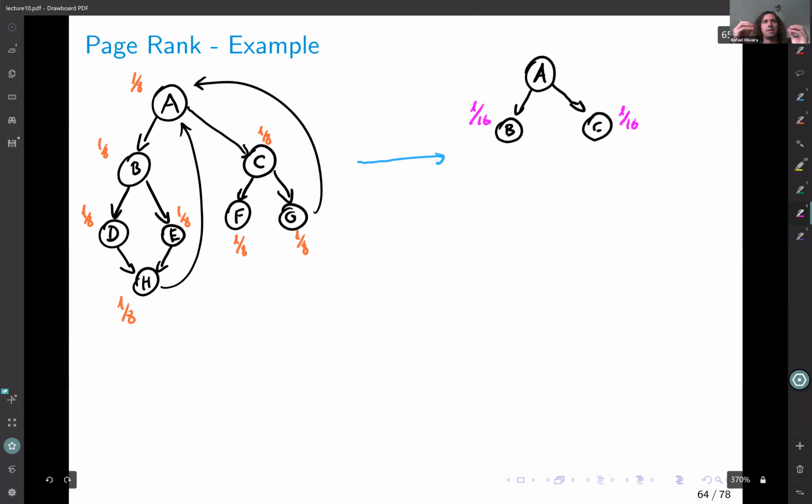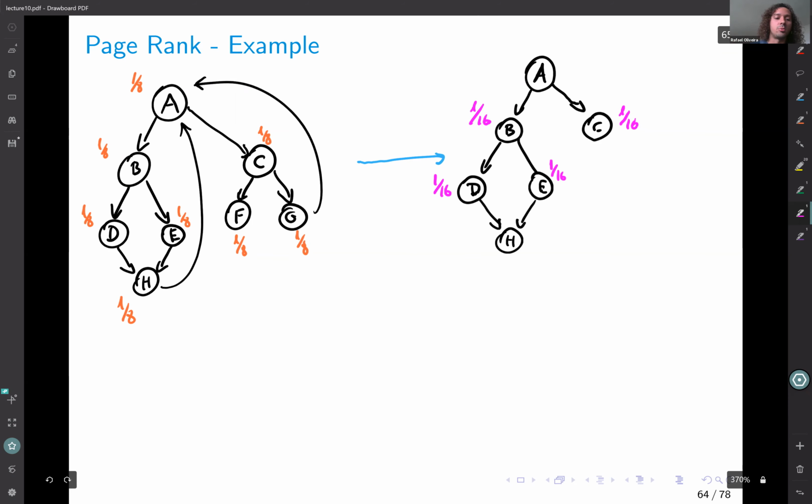Correct? Because I divided by 2 and sent to my neighbors. And then like B to D, right? So let's say B had D here and had E. Now, D only receives weight from B, so we're also going to get 1 over 16. E is also going to get 1 over 16. And then now D and E, they both send weight to H.